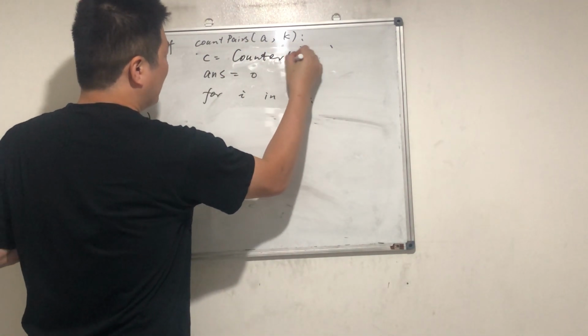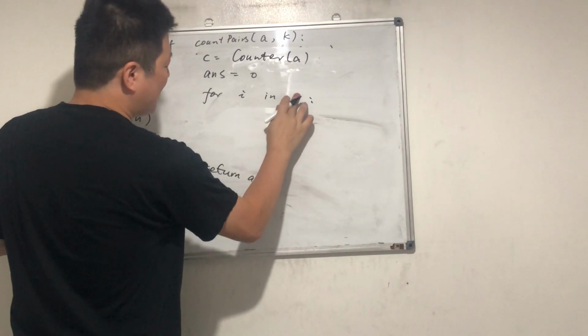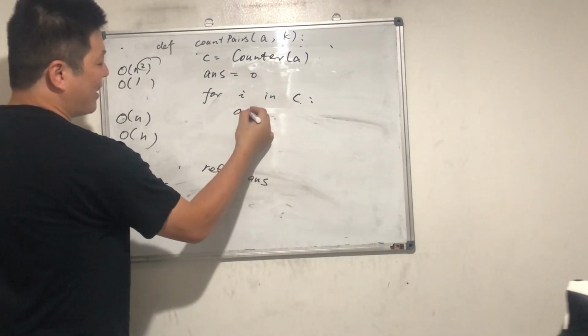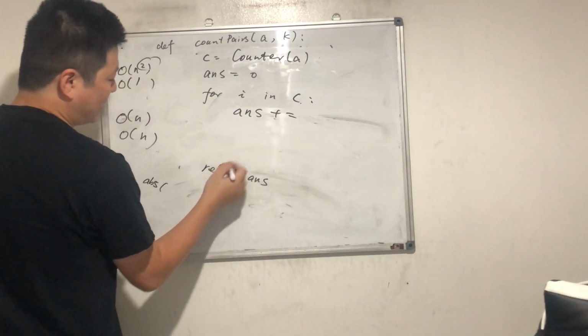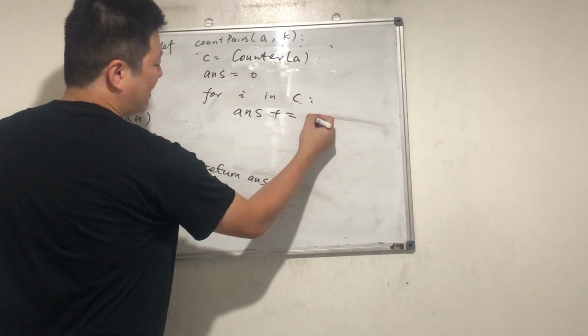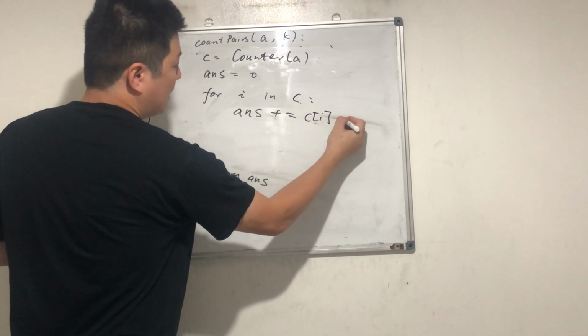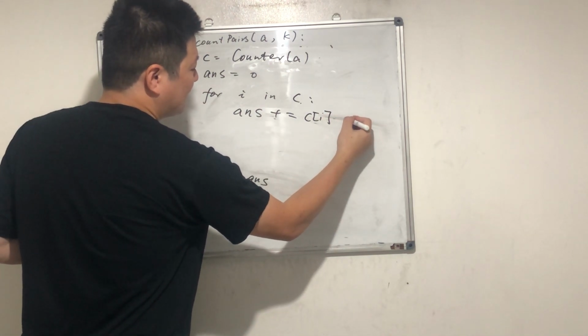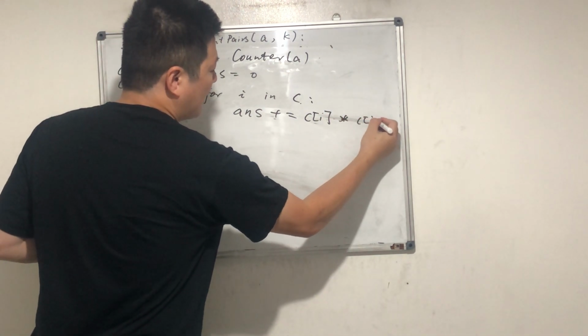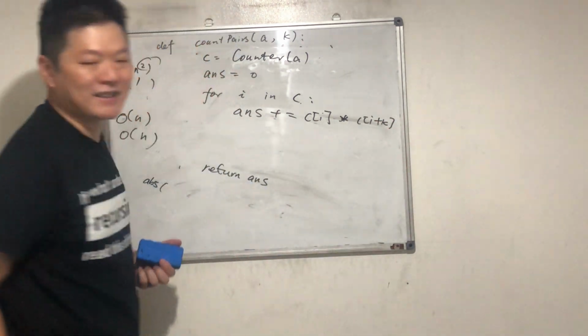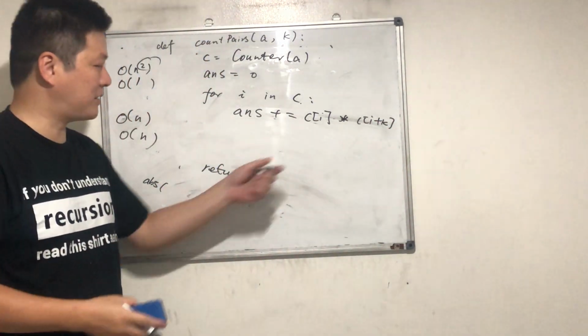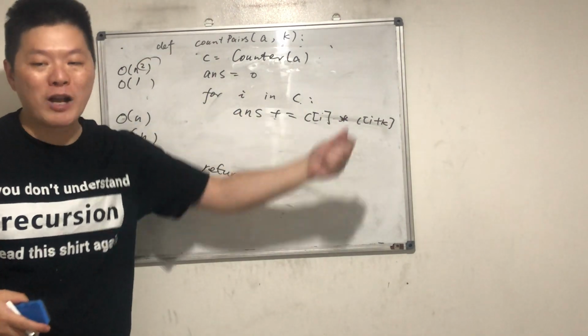Counter A. For i, we're going through the counter. Then answer plus equals C[i] times C[i + k], and return the answer. Using C[i - k] is the same in this case, because we are only counting once.